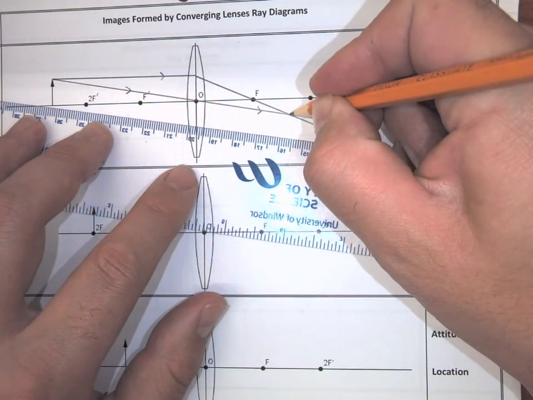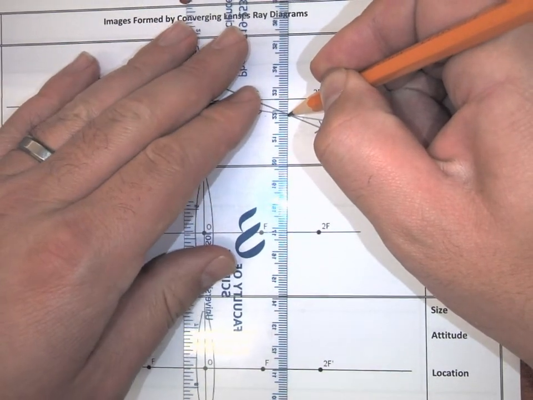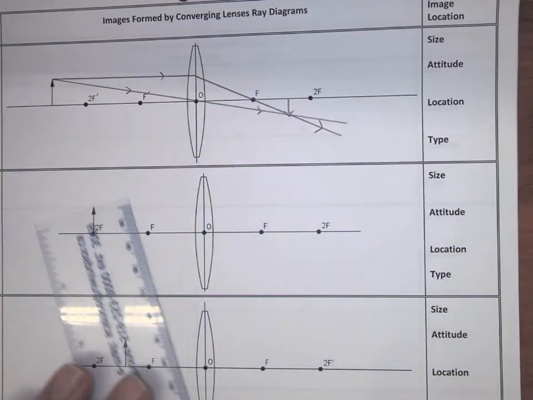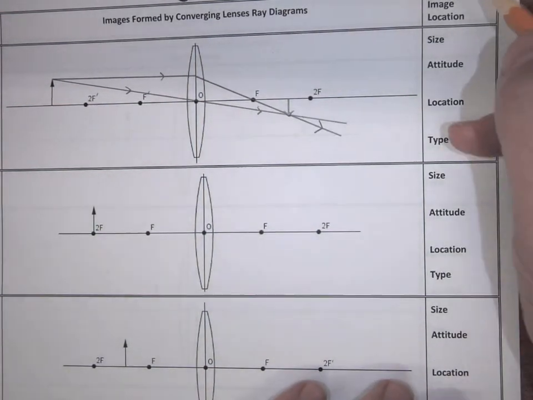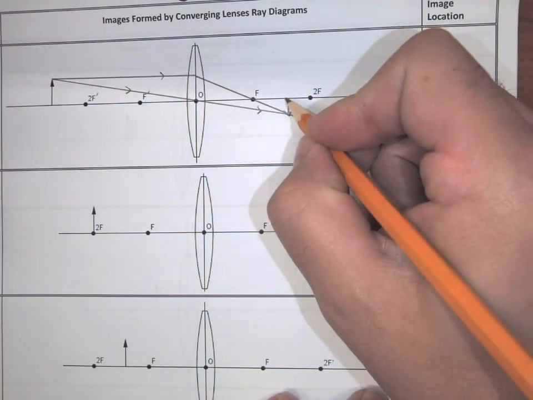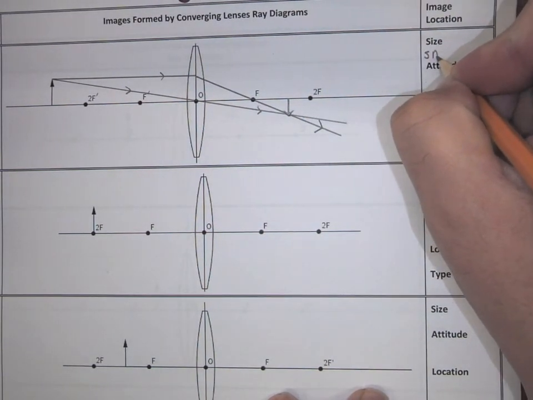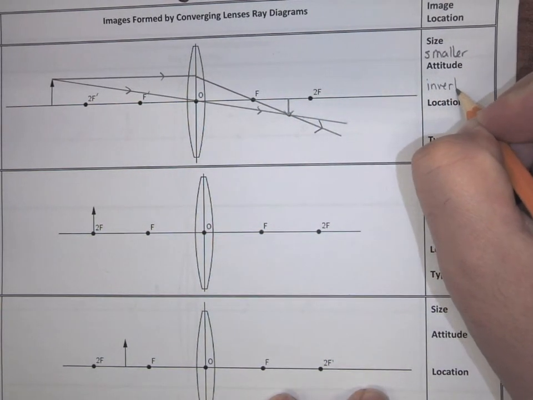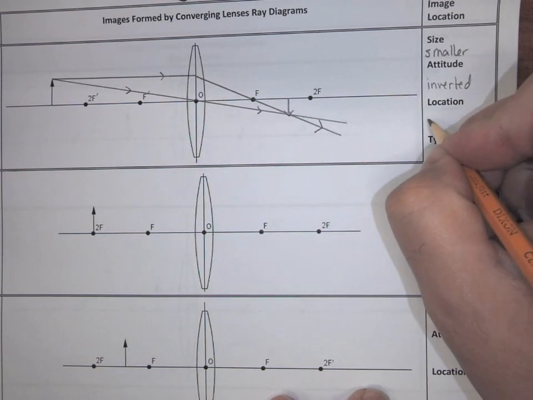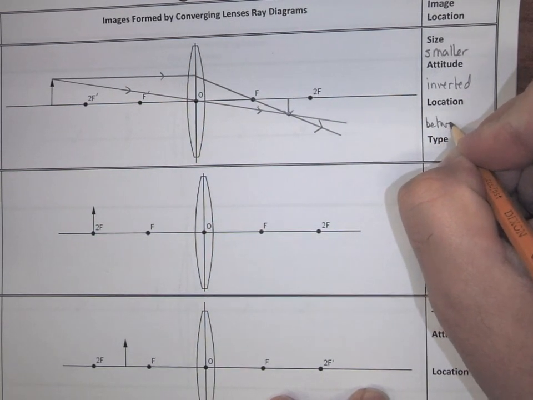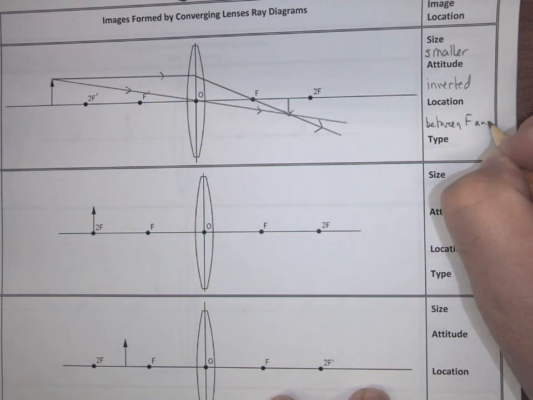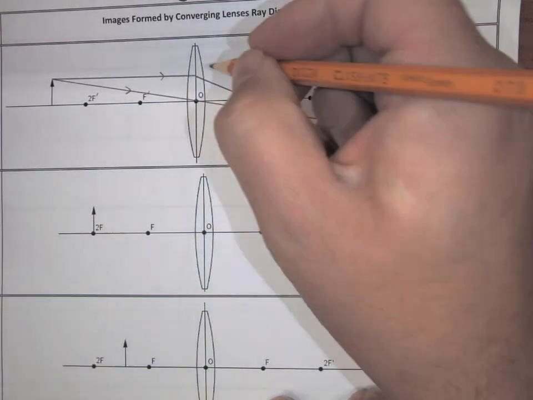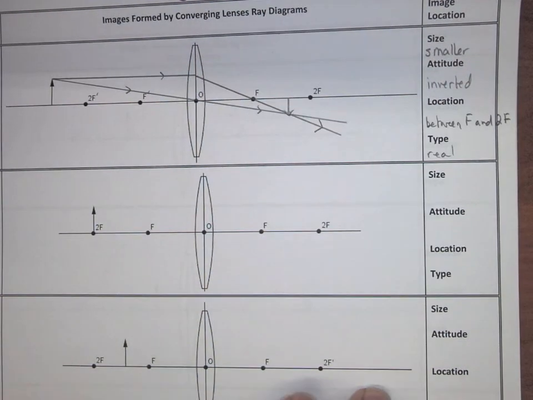Where these 2 rays converge is the location of our image. The characteristics of the image are, first of all, the image is smaller. It is inverted. It is located between F and 2F, and the type is real because it is the refracted rays that are converging.